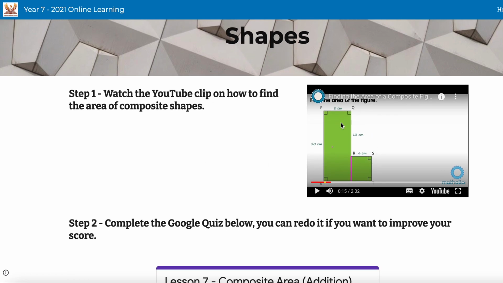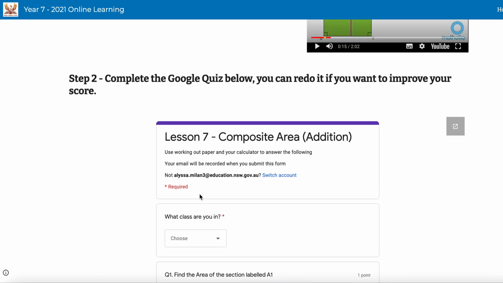And you can see in the video here that this large composite shape, if you draw a line down the middle there, you can see clearly that it's made up of two rectangles. So if you wanted to find the area of this composite shape, all you need to do is find the area of this rectangle and then add it to the area of this rectangle.